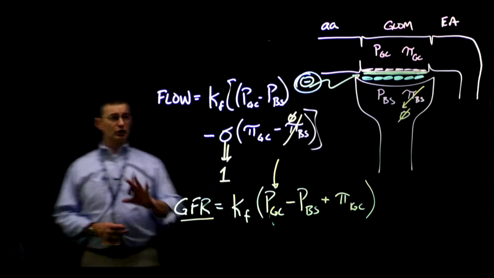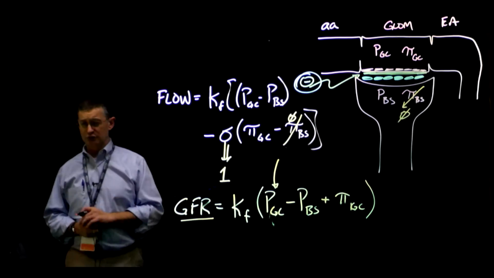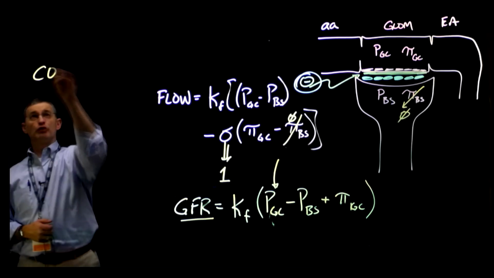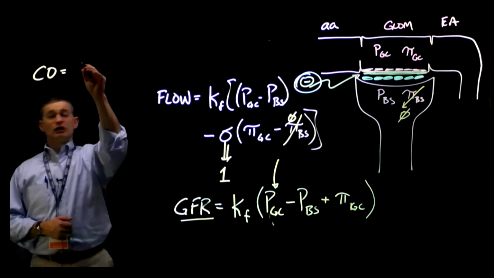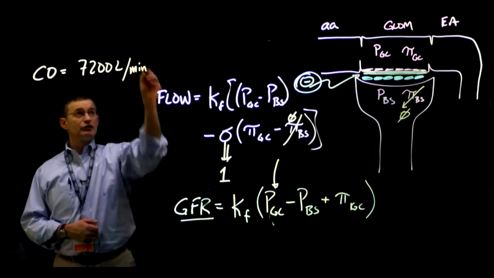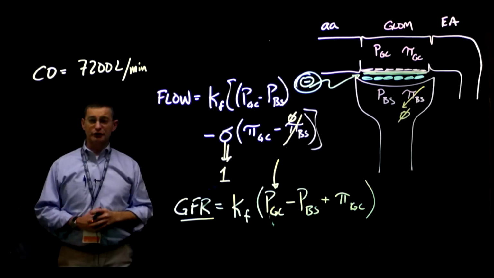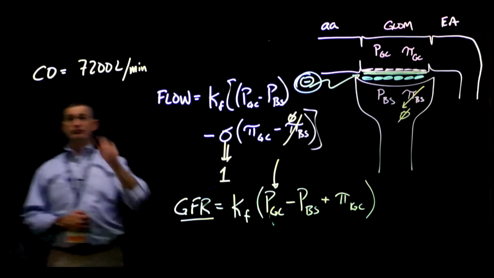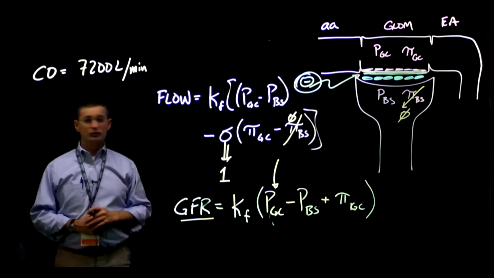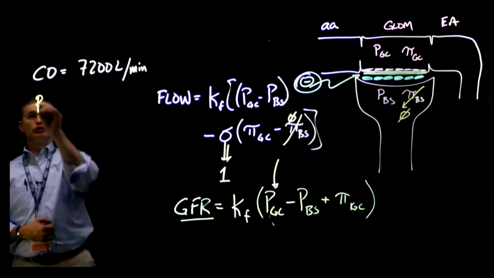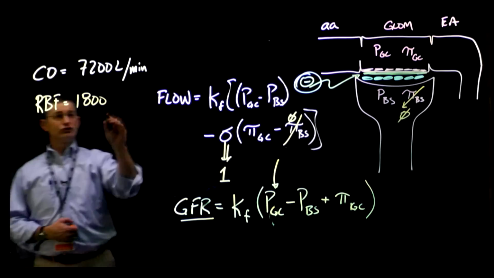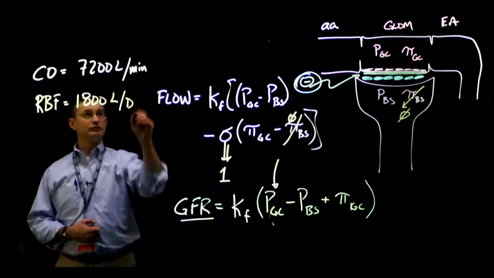So just to give you a quick overview and idea of how much fluid we're talking about, the average cardiac output per day is about 7,200 liters. If you do the math, 5 liters a minute times as many minutes as there are in a day. Of that, about 25% goes through the kidney. So renal blood flow is actually equivalent to about 1,800 liters per day.